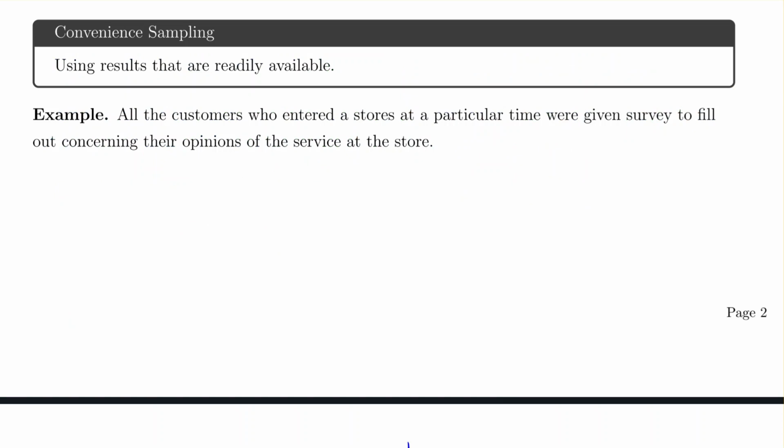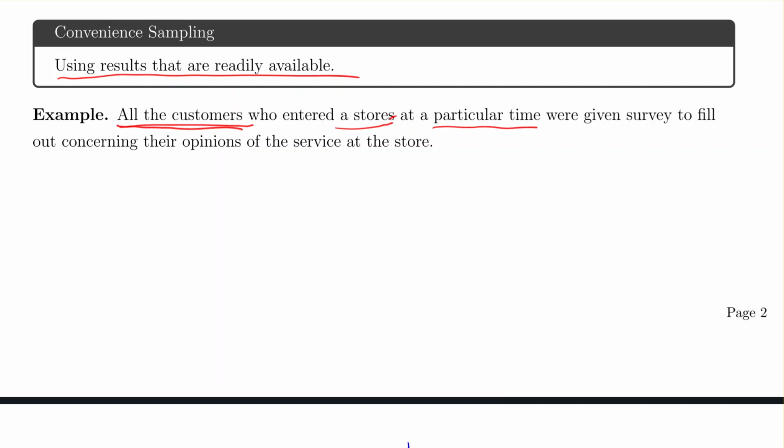Convenience sampling often produces bias. But then why are we looking at this? It's because we want to recognize convenience sampling when we see it, so that we can be more cautious when we read its results. Convenience sampling is using results that are readily available. For example, all the customers who enter a store at a particular time were given a survey to fill out concerning their opinions of service at the store. This is convenience sampling because the person only surveyed customers who entered the store at that particular time.